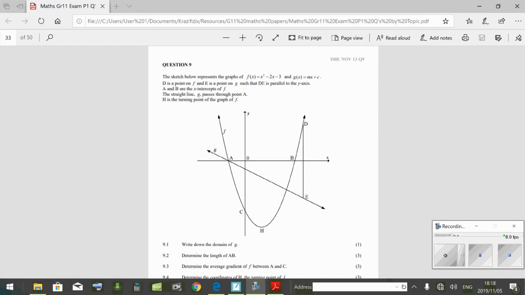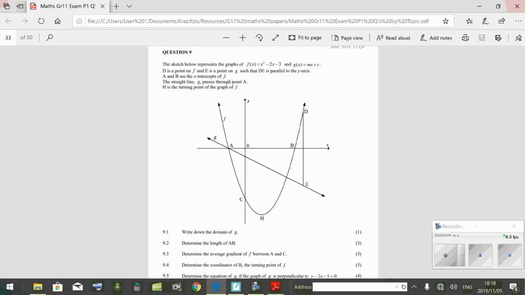For our next problem, we're going to look at a parabola, and in this question you can see it's infused with a straight line. The sketch below represents the graphs of f and g. G is equal to mx plus c. We are not given m and c. We will probably be asked to calculate that later.